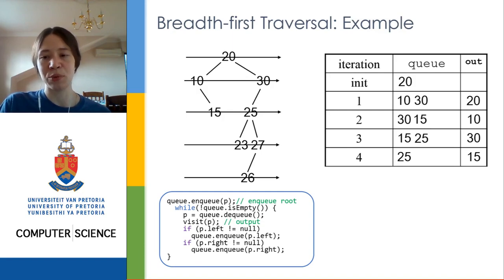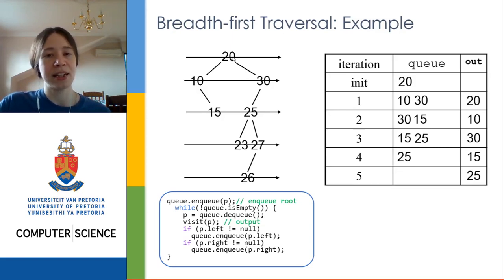Next up, we dequeue 25. 25 is printed. And once again, look, we have managed to do 20, 10, 30, 15, and 25. So the first level, second level, and third level have successfully been printed. 25 actually has 2 children, 23 and 27. Both of those are going to be added to the queue.